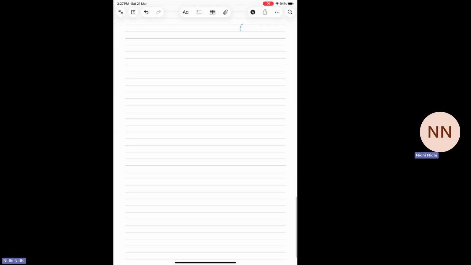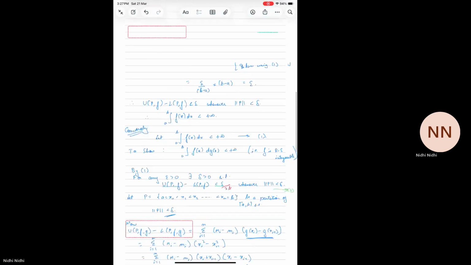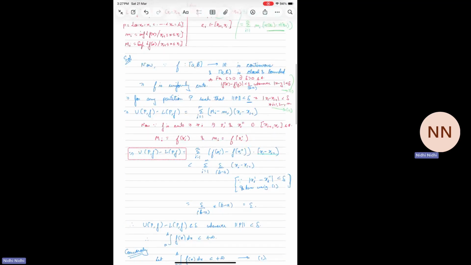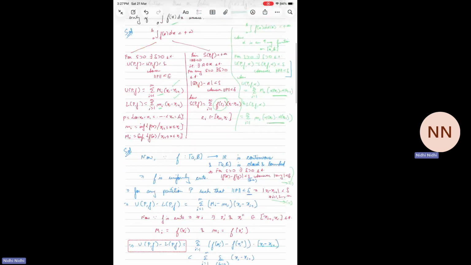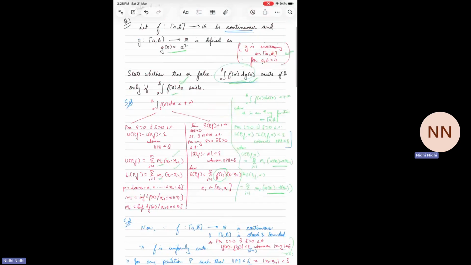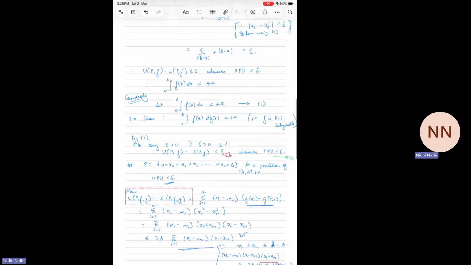I hope the solution is fine. If you have any doubt at any step, please ask. The definition of Riemann integrability and RS integrability, and how eventually in the case of continuous functions this turns out to be the same. Now, please go through the solution once again. I'll wait for 5 minutes. If you have any doubt, you can ask. Otherwise, we'll move to the next question.